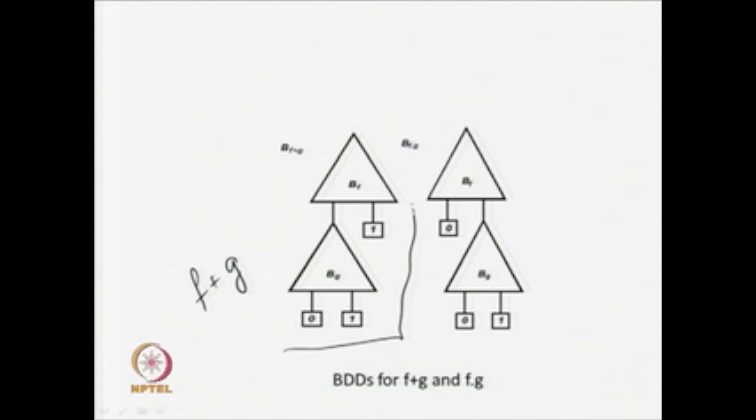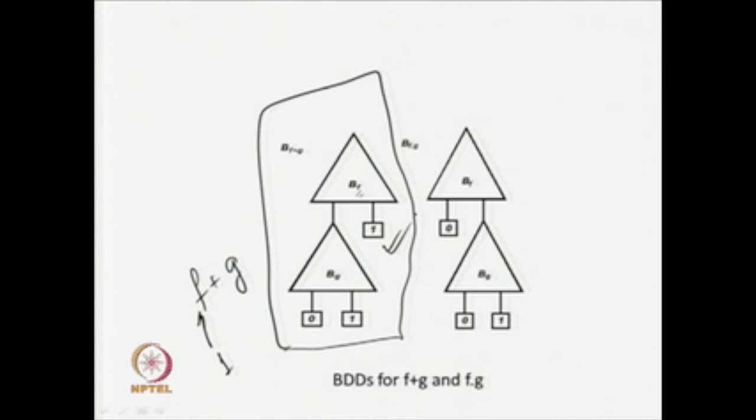Why am I saying that this first diagram represents f plus g? Because for f plus g, if any one is 1, then output is 1. So, first I am evaluating f, this is your BDD of f. If f is equal to 1, then what will happen? f plus g will be 1. So, if f is equal to 1, I am just taking this decision, my functional value is 1.